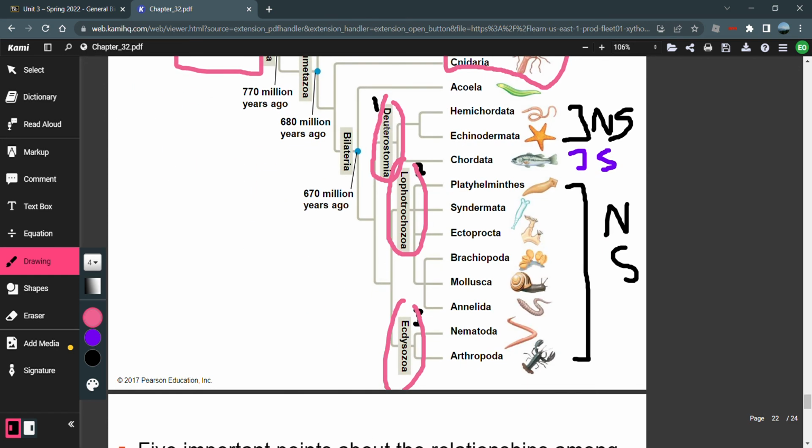These are the three clades: Deuterostomia, Lophotrochozoa, and Ecdysozoa. These are the three clades that I circled: one, two, three. Platyhelminths through Arthropoda have no spine. Chordata have spines. And Hemichordata and Echinodermata have no spines. So invertebrates and vertebrates.